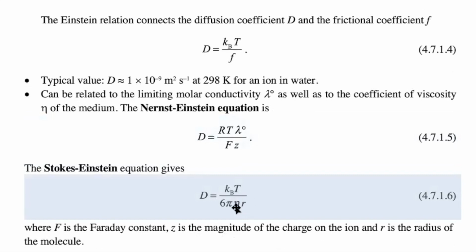That's eta down here, right? And R, which is the radius of the molecule. Bigger molecules have a smaller diffusion coefficient. Kind of makes sense. More viscous solutions, smaller diffusion coefficient.